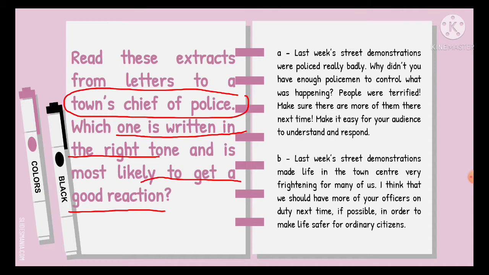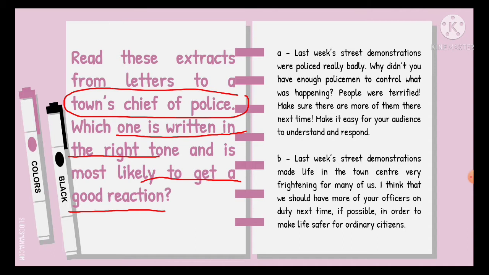A: Last week's street demonstration were policed really badly. Why didn't you have enough policemen to control what was happening? People were terrified. Make sure there are more of them there next time. Okay, that is the first one.